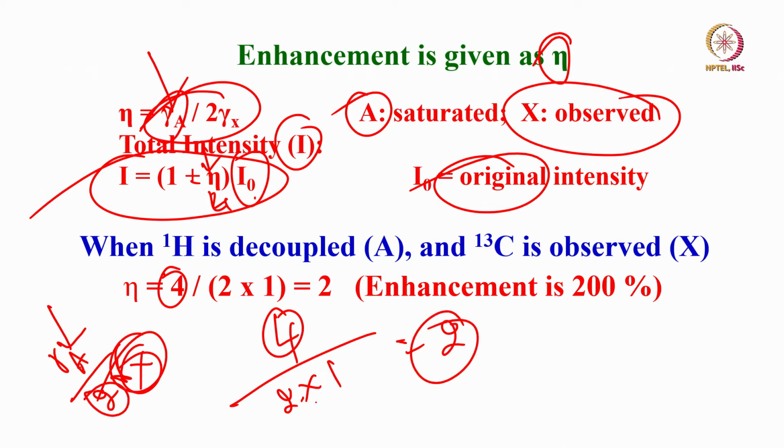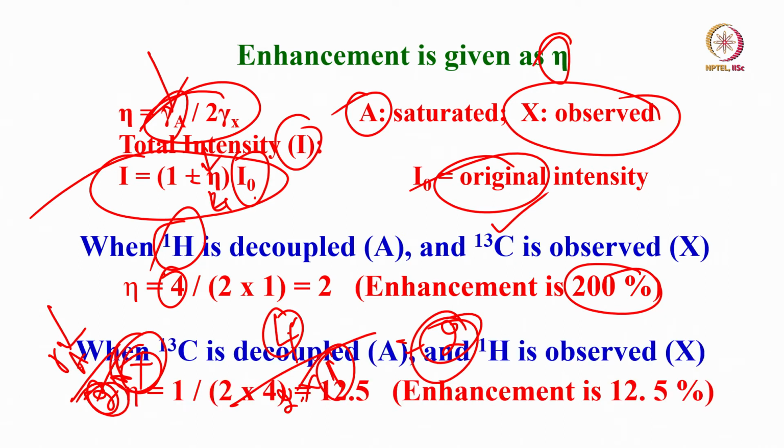You understand? The gamma of proton is 4 times more than that of carbon. If I consider carbon gamma as 1, this I consider 4. And because 2 is in the denominator, it turns out to be 2. That means, if I decouple proton and observe carbon 13, there is a 200% enhancement in the signal. There is a huge gain in the signal intensity that aids in speeding up our experiment. Please understand, now I am decoupling proton and observing carbon, there is an enhancement in intensity by 200%.